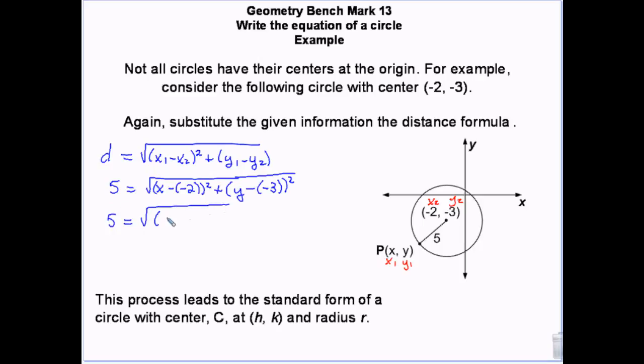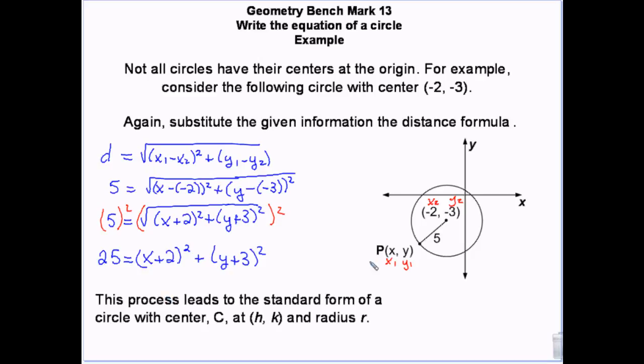So I get x plus 2 and y plus 3, but I can't do anything with that. And if I square these to get rid of the square root, I get that 25 is equal to x plus 2 squared plus y plus 3 squared. Now, that's the equation of this particular circle. That's this circle right here.